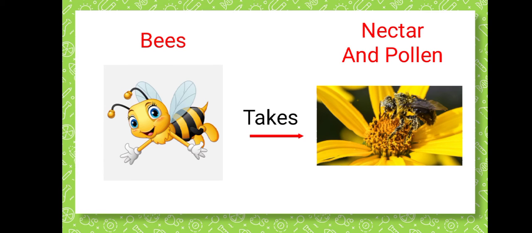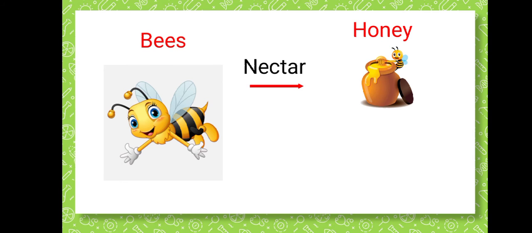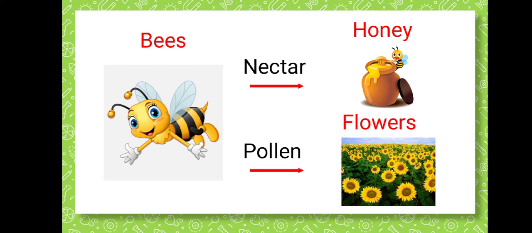The bees take nectar and pollen from the flowers. Only the bees can take nectar and pollen from the flowers, by standing on it and taking it from the flowers. What does the bee do with it? It takes the nectar and makes honey with it, and takes the pollen and gives it to other flowers to help them grow more, to help make more flowers.